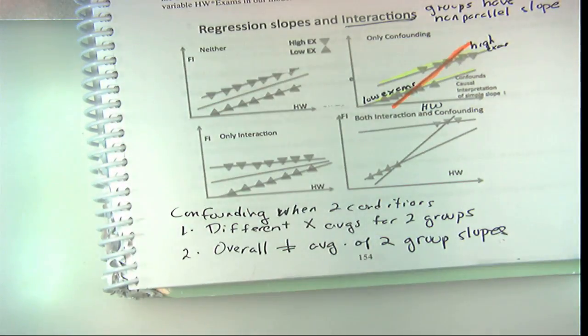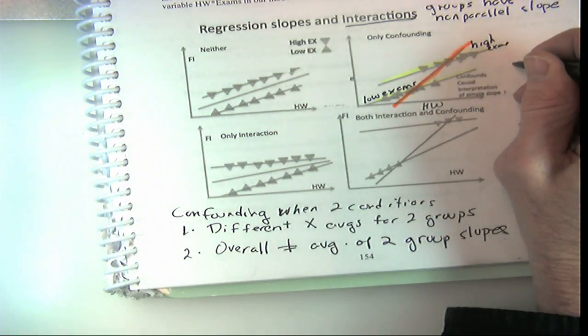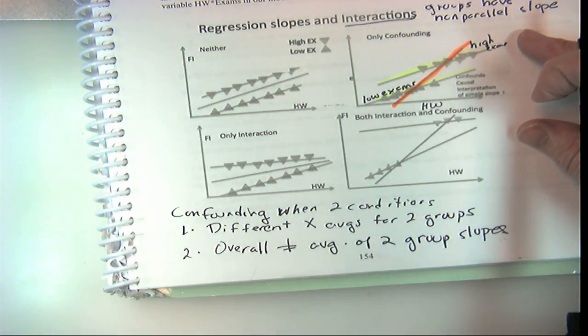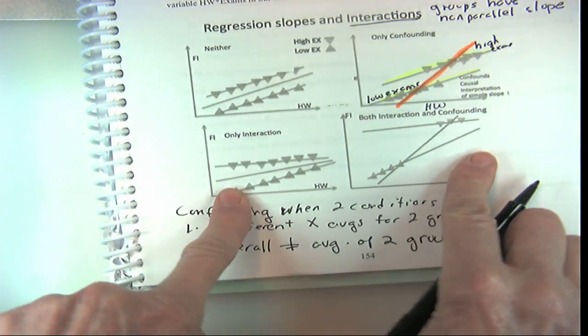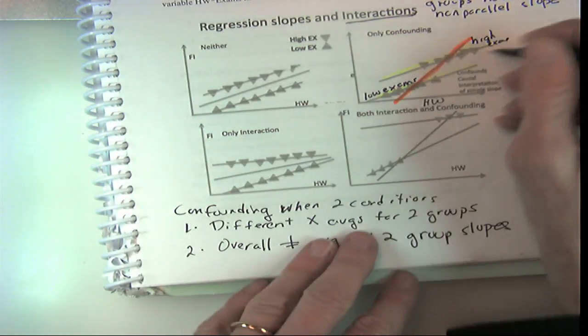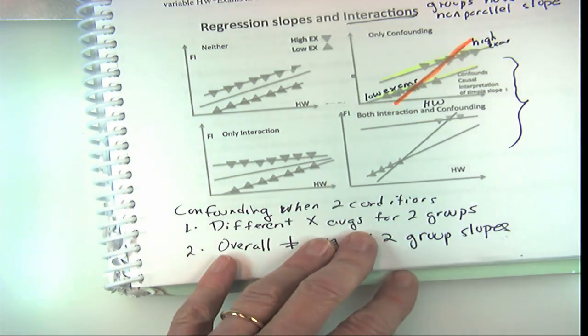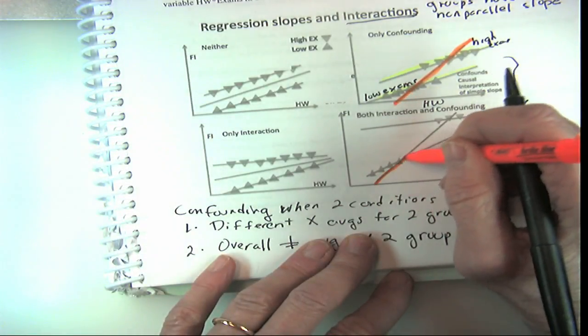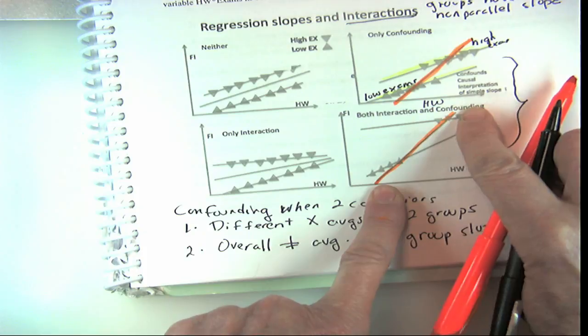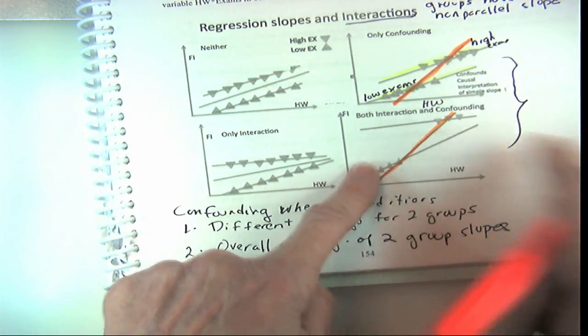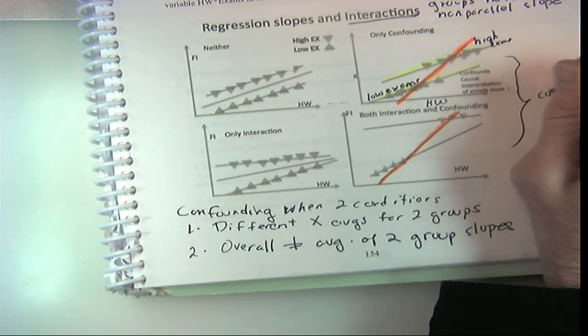And these two have non-parallel slopes. So these two have interactions. These two have different x's and a different overall slope. So these two are confounded.